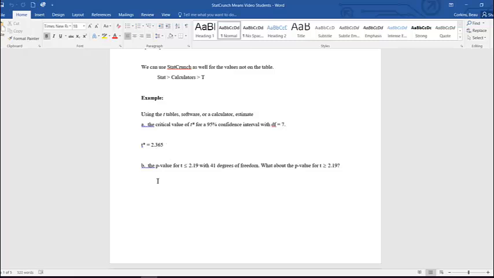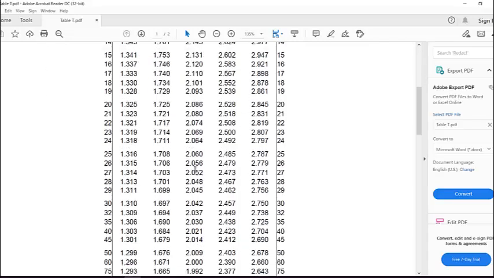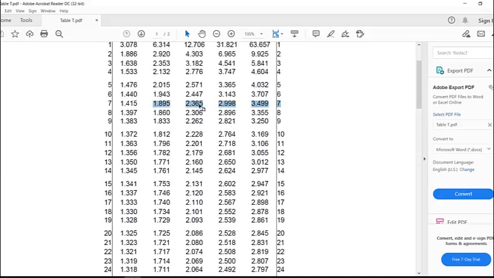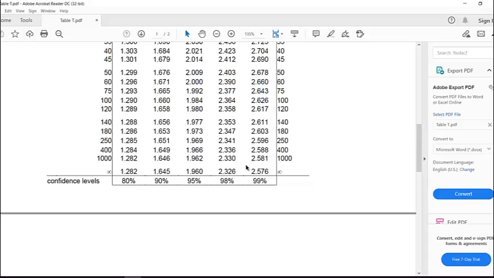Rounding that to 3 decimals, I rounded it because this one the t-table actually will find. Down to 7 degrees of freedom and over, 95% is this middle column. 95% gets me 2.365. So the t-table does find it when the sample size is low and I'm looking at one of these 5 possible values.